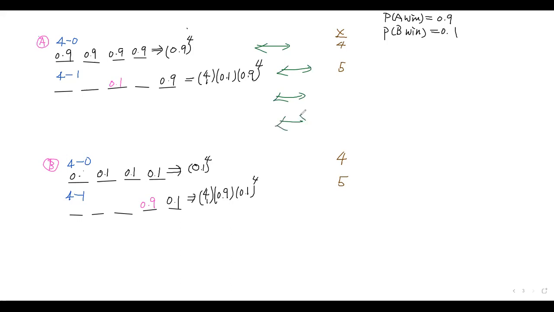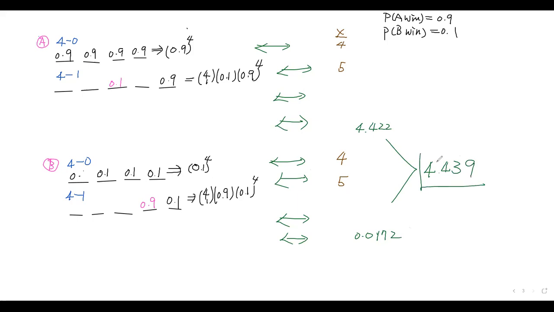I did not do these 2 rows. You can do that, multiply and add it up. And so I did a calculation. So here this is 4.422 for the first block. And here's 0.0172. So when you add them up, it's 4.439. That means we expect about 4.5 games. It's very reasonable, right?